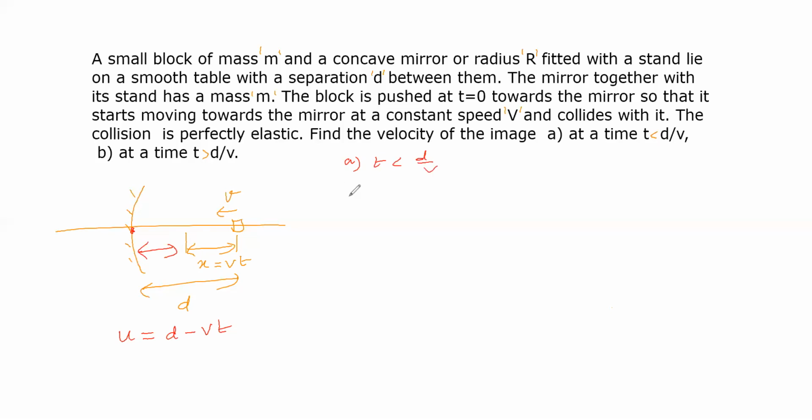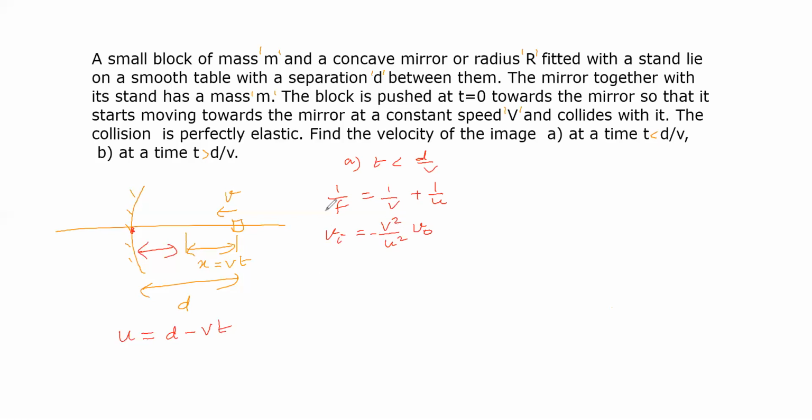For that, the formula is 1 by focal length is equal to 1 by v plus 1 by u. This is the mirror formula. By differentiating this with respect to time, we get velocity of the image is equal to minus v square by u square into velocity of the object. Here u we know, u is d minus vt. We have to find v. After finding v, substituting here, we can get the velocity of the image.